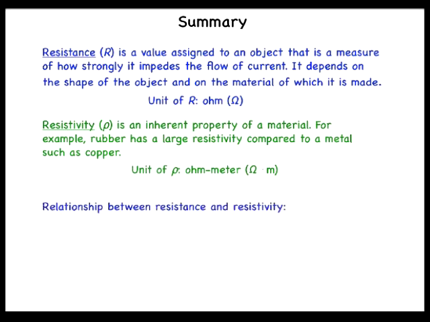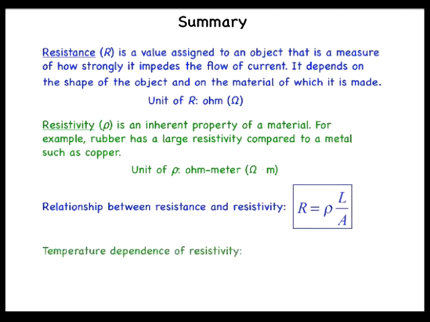The relationship between the resistance R and the resistivity rho is R equals rho L divided by A. Finally, the resistivities for most materials change with temperature according to rho equals rho 0 times 1 plus alpha times T minus T0, where rho is the resistivity at temperature T, rho 0 is the resistivity at temperature T0, and alpha is called the temperature coefficient of resistivity. For metals, alpha is positive, and the resistivity increases linearly with increasing temperature. For semiconductors, alpha is negative, and the resistivity decreases linearly with increasing temperature.